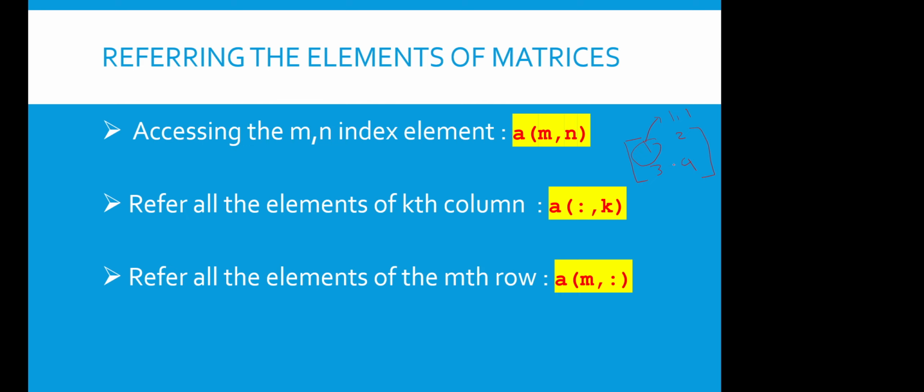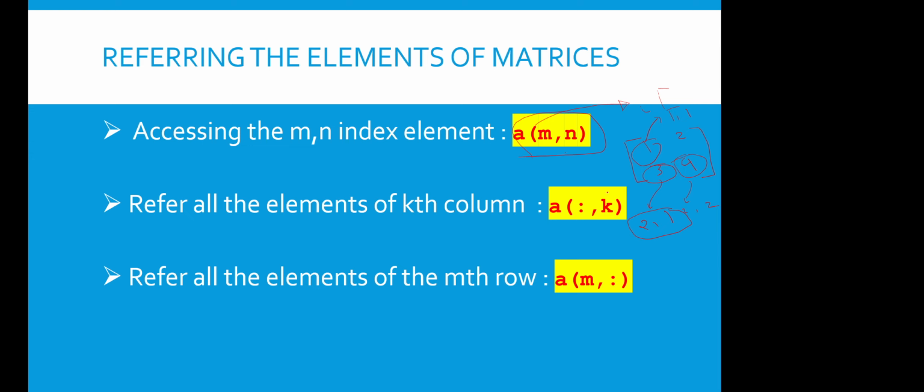If you want to access this particular element, this will be 2 comma 2, and this is 2 comma 1. In this way, by specifying which row and which column, we can access that particular element. This is A of m comma n. One more thing you should remember, as I told you with vectors also, while accessing we should use round brackets. While creating a matrix, we use square brackets. While accessing, we use round brackets.